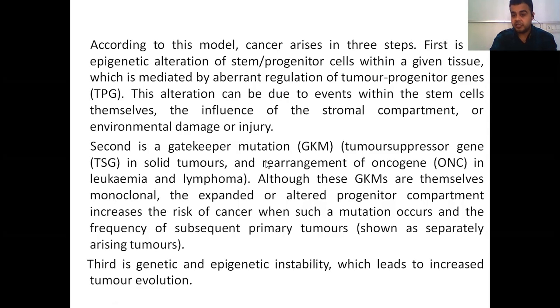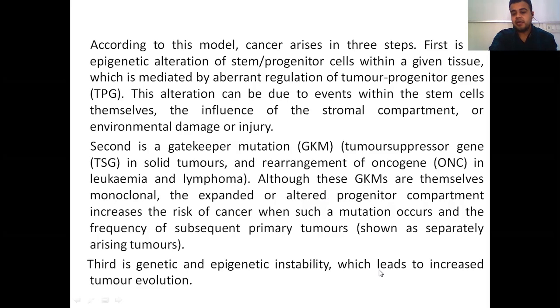Second is gatekeeper mutation, GKM, as I have stated, which mainly happens in the tumor suppressor genes, which are the guardians of the genome, as we call them. In these tumor suppressor genes there is a rearrangement of the oncogenes, especially in leukemia, blood cancer, lymphoma, cancer of the blood cells, lymphocytes. GKM are mainly monoclonal. Monoclonal means it starts with a single cell, and it will be expanded to the other cells, and the mutation will continue until it leads to the tumor. So the gatekeeper mutation happening in tumor suppressor genes can also lead to cancer.